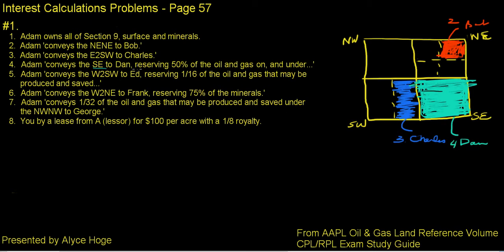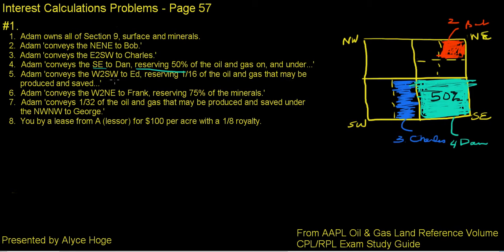But note that Adam is reserving 50% of the oil and gas. So instead of just having this all green, showing this all goes to Dan, I'm going to take my black marker here, and I'm just going to put 50% here. So I'll know that even though the color says it was conveyed to Dan, I'll know that Adam still owns 50% of that. And the next conveyance is number 5.